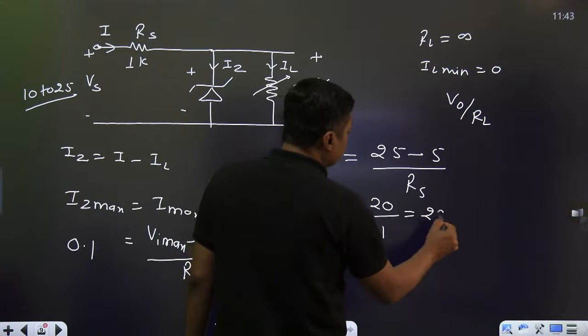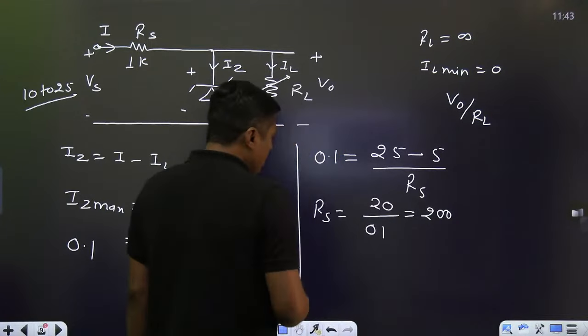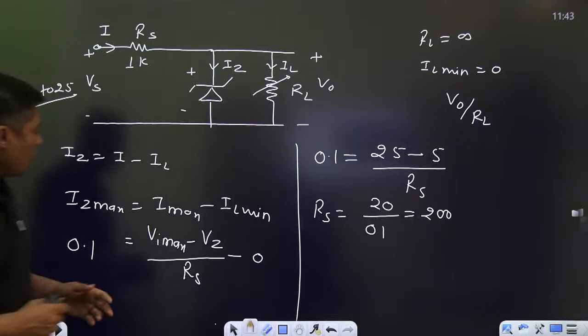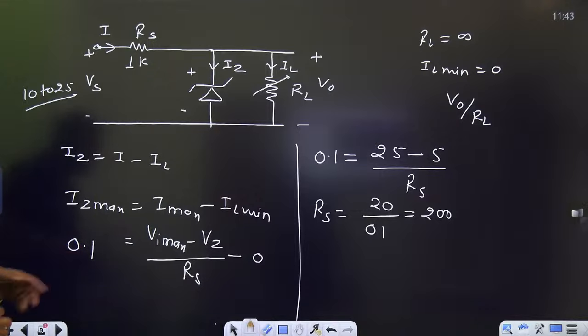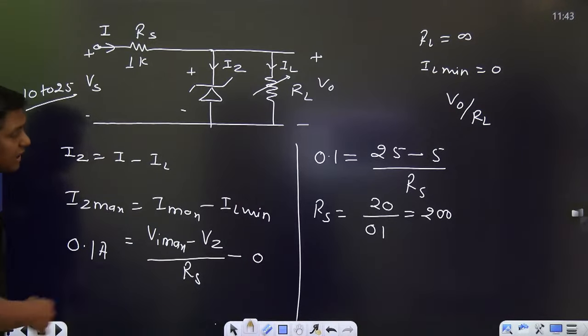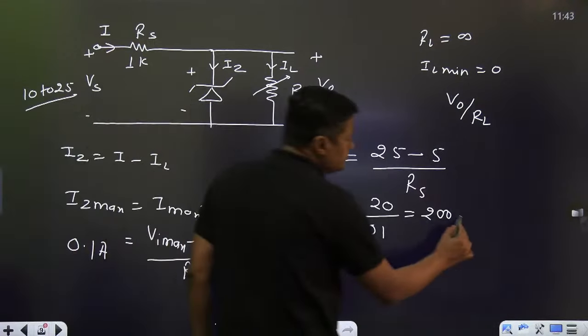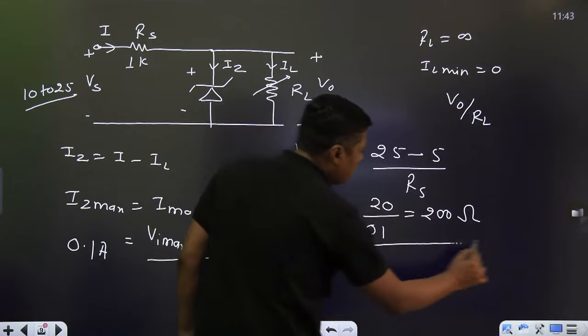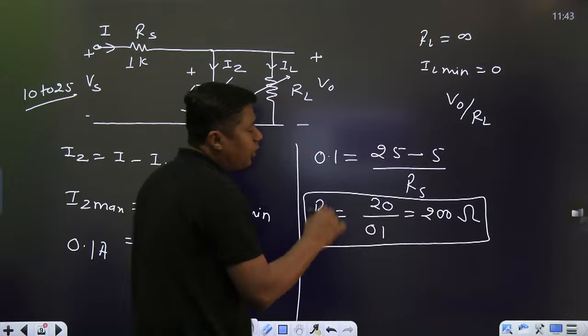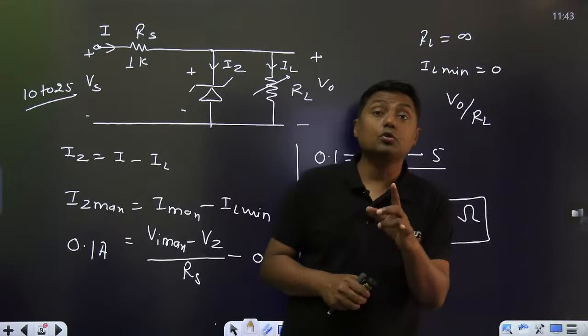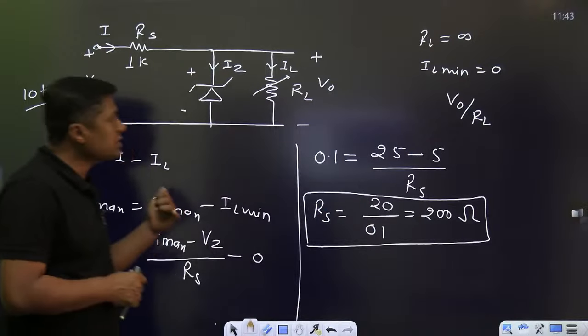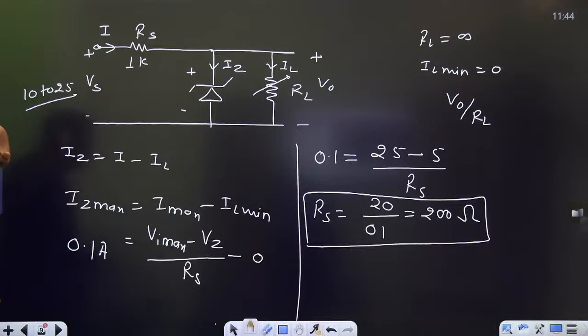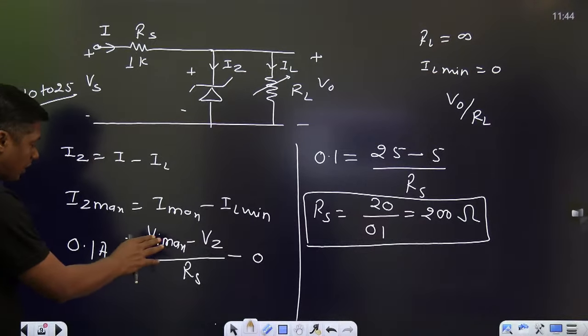That is 200. Now tell me, what is this Rs 200? Because 0.1 is in ampere, remember, that's why that will be in ohm. If you are using this data, then you have to use 200 ohm. In the first case, I have given Rs as 1 kilo ohm. If it is not given, then Rs you have to take as 200 ohm.